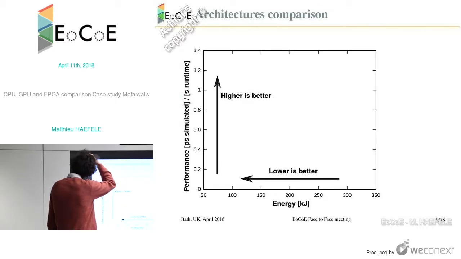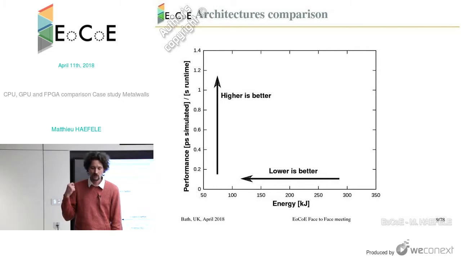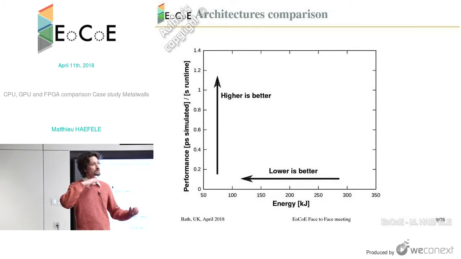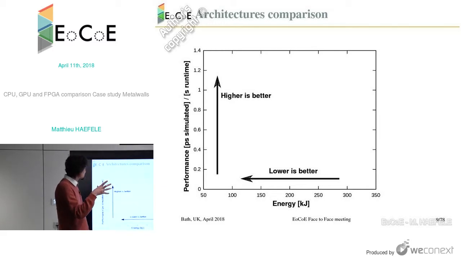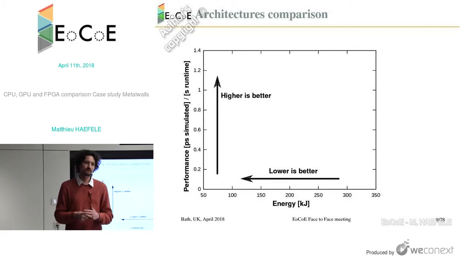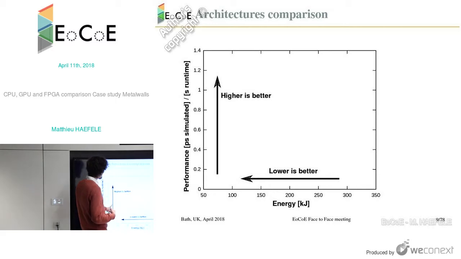Now, as I said, as the code is pretty small, we could try to compare architectures. The idea is that I want to simulate one system, a certain amount of picoseconds of this simulation, and I want to run this on different architectures. And I want to compare two things. First, the performance: how many picoseconds I'm able to simulate per unit of runtime. That's what I call performance here, so higher is better.